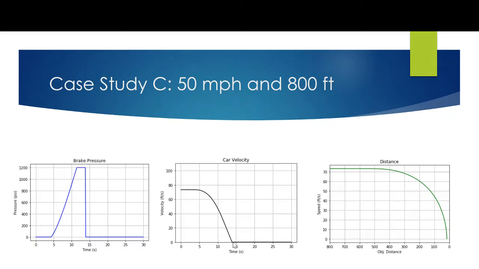The velocity drops down to 0. And then on the graph on the right, we started above 70 feet per second, and again, as we decrease in distance from the object, we are again able to stop before we collide with that object and before our distance reaches 0.